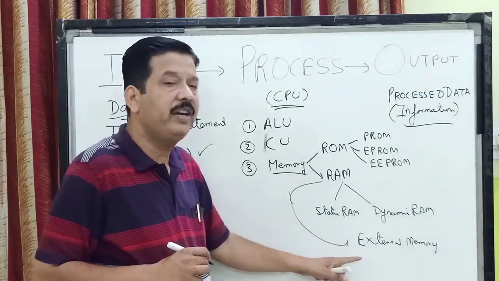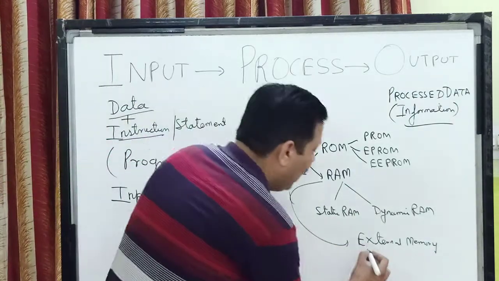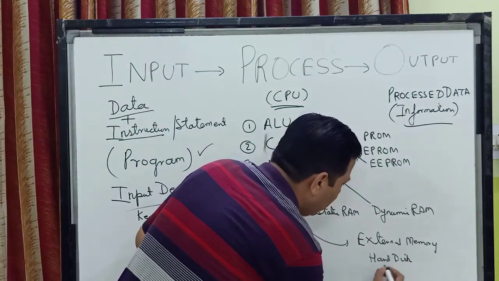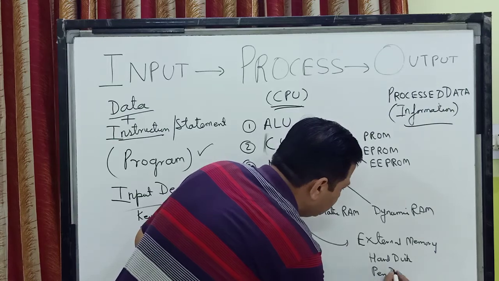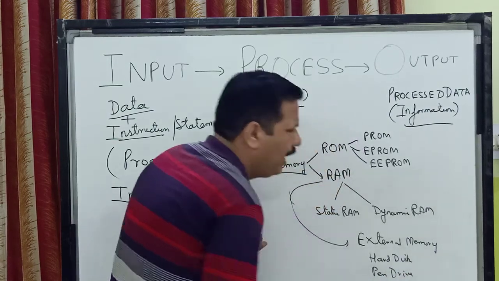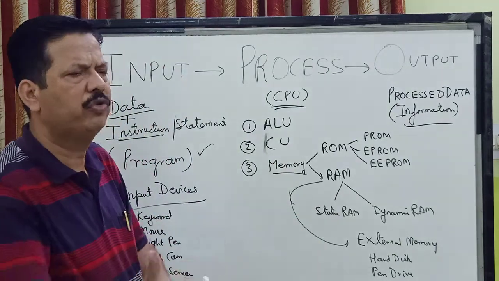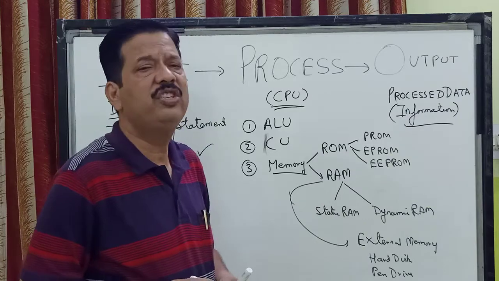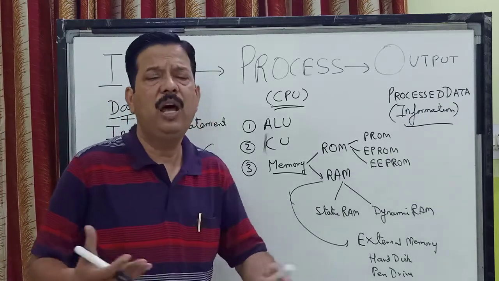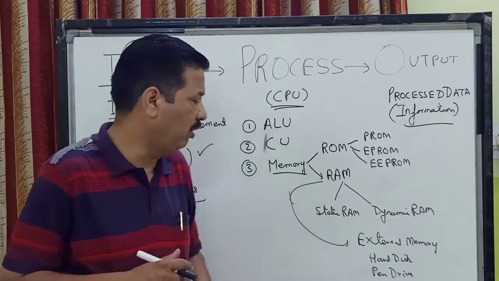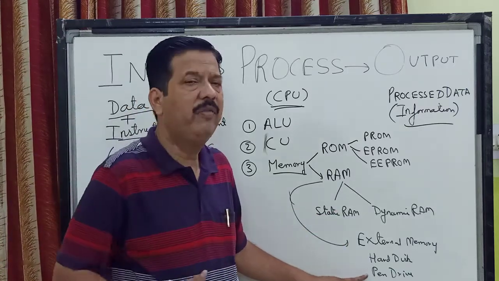Now children, this external memory includes the hard disk, the pen drive, any card which you have, storage cards, or you can have disk drives. So many storage devices are used, but normally nowadays we are using hard disks, which are internal also and external also. We are also using pen drives of different storage.